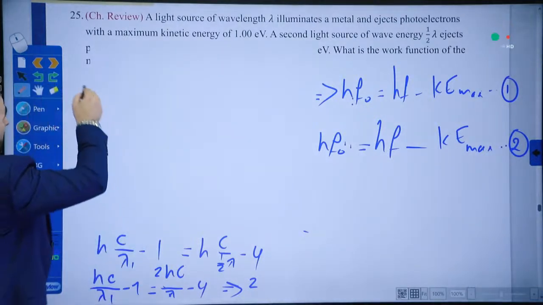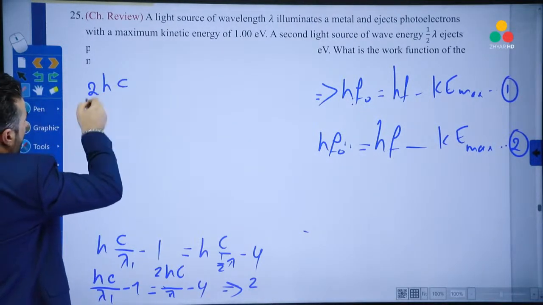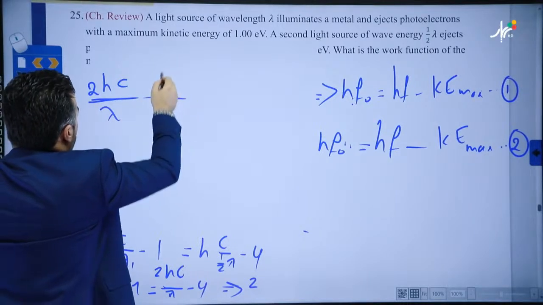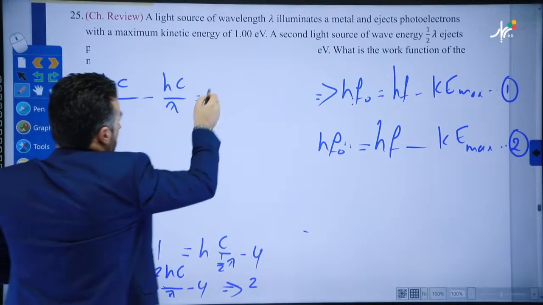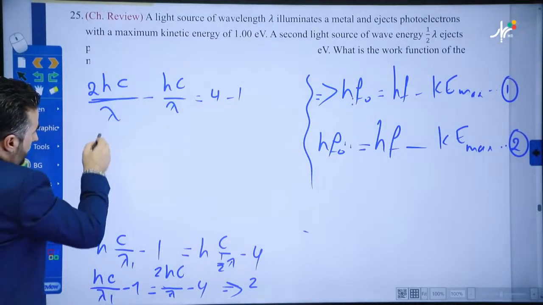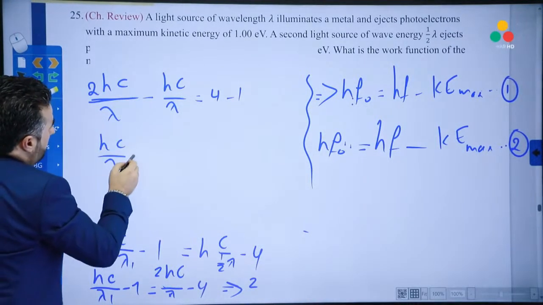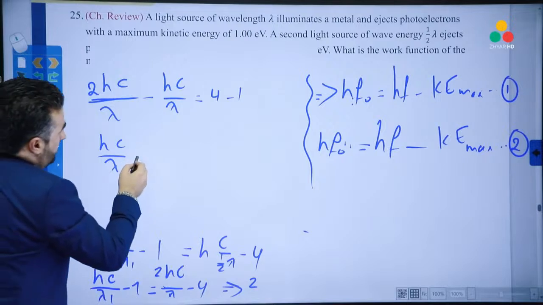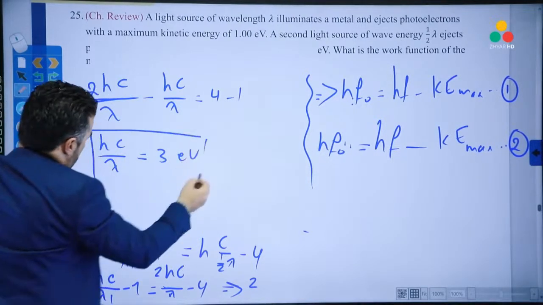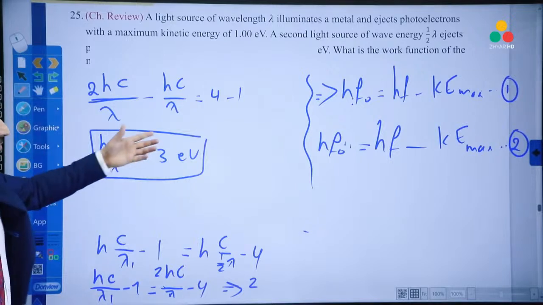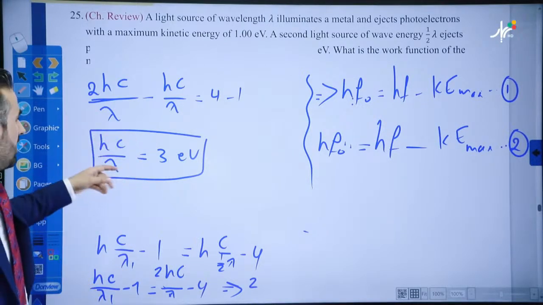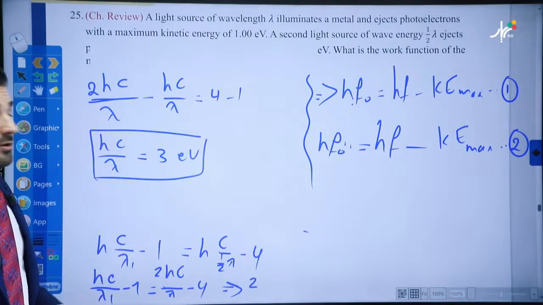Okay, so we'll say 2hc over lambda minus hc over lambda is equal to 4 minus 1. Of course it is going to be hc over lambda, because 2 minus 1 is 1 obviously, and it is equal to 3 electron volts here. Remember this, yeah? So now I can plug these back into the equation. If you remember, hc over lambda is equal to 3 electron volt.